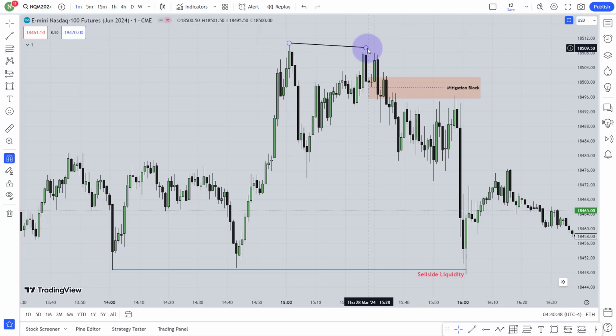Then I will start to look for either a breaker block or a mitigation block. If I see the market went lower, went higher, but not that high, it's gonna be on my mitigation block. If it went higher, then you can mark that as a breaker block. But the breaker block is a different matter. I don't want to talk about the breaker block in this video. But over here, if this high failed to take that high, then I will look for a mitigation block.